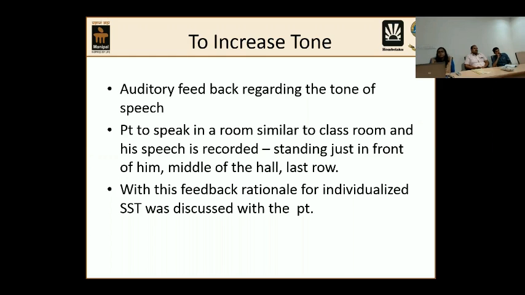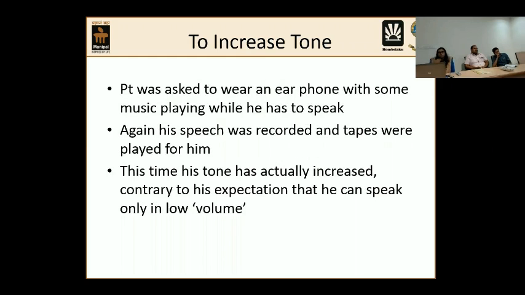But then he said, I don't think I can speak any higher in volume than this. So what we did was we asked him to wear an earphone with some music playing while he had to speak. Again, we recorded his speech at 3 space points, and we played it back to him. And this time his volume had actually increased, contrary to his expectation that he can speak only in low volume. And he decided, let us tweak his volume level.